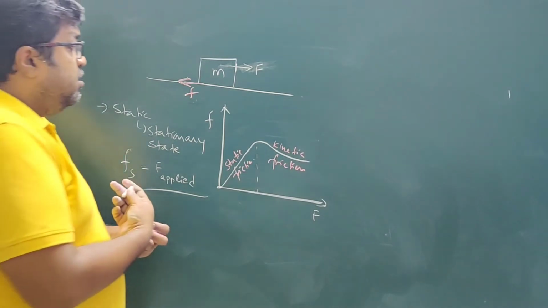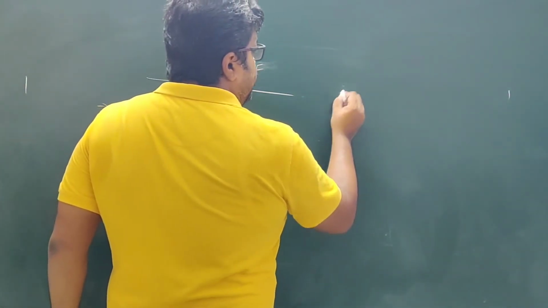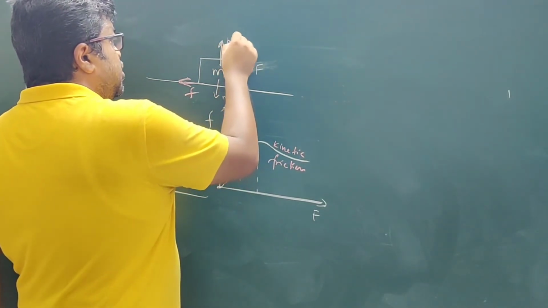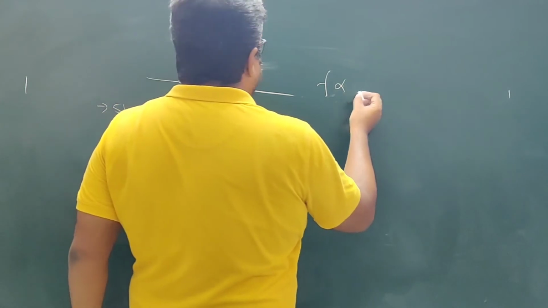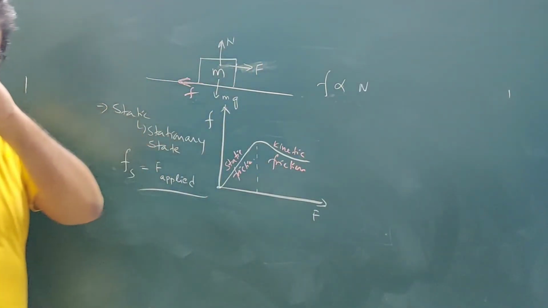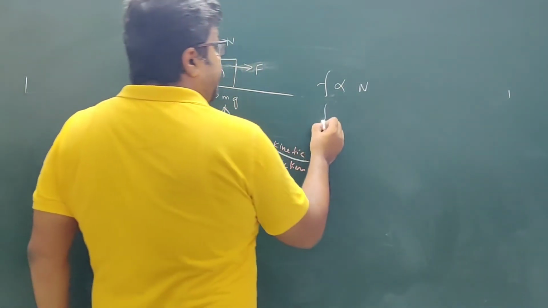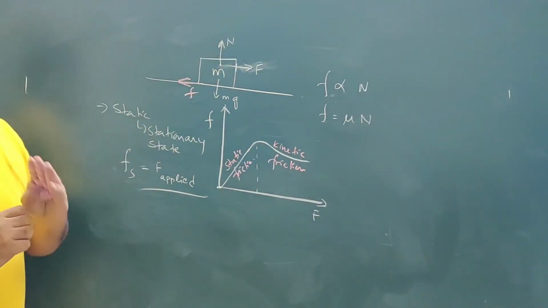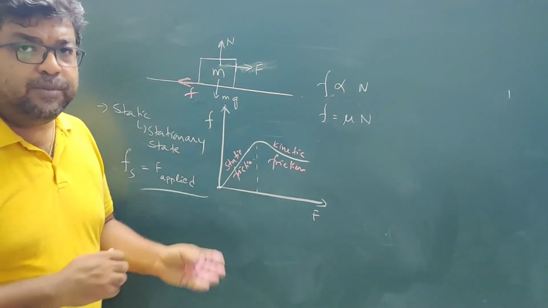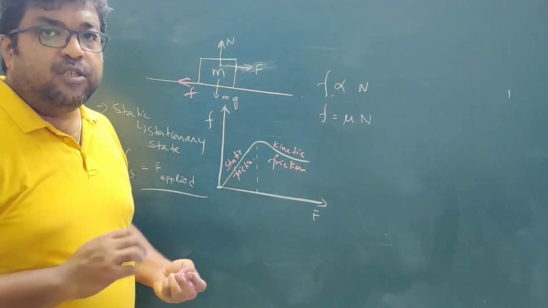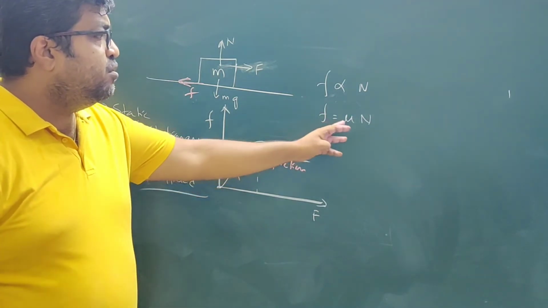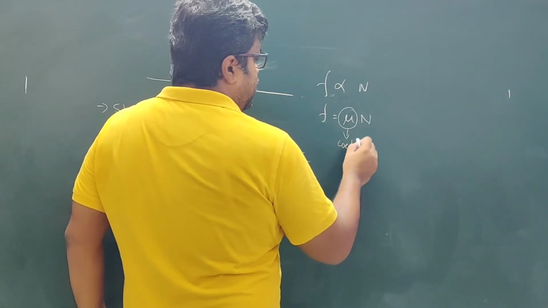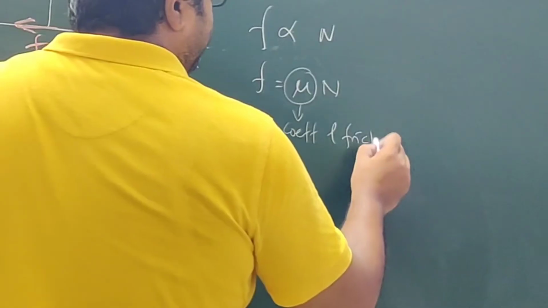Now, see this friction. Suppose in this case this is mg, and this is the normal reaction. This friction force is proportional to the normal reaction. So the friction force F is equal to mu times N. In this case N is equal to mg, but it is not necessary that N is always equal to mg; we will see such situations also. This mu is called the coefficient of friction.